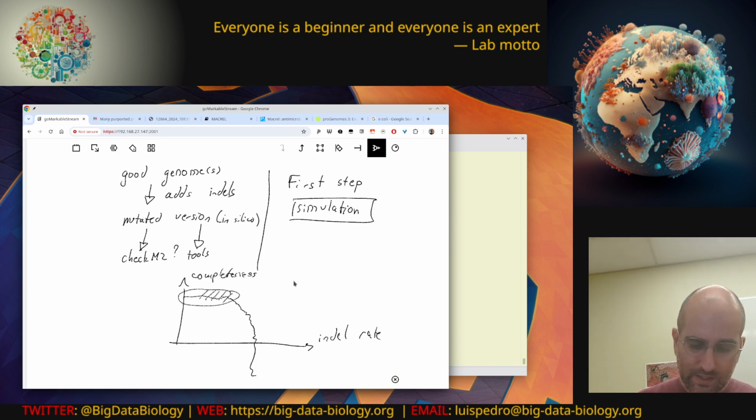My expectation is that we will see something like this. As the indel rate increases, at first nothing much happens, and then eventually it starts to crater, and it eventually goes to zero, right? If eventually every single gene is rubbish, then something like CheckM2, which relies on gene calling and protein gene calling, will see nothing.